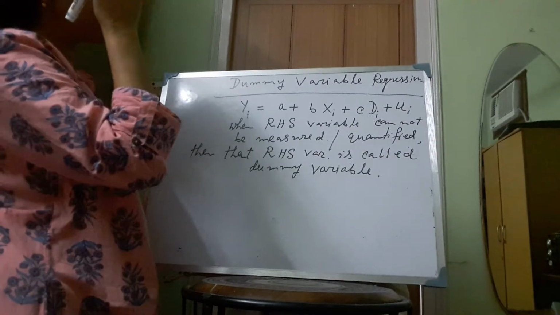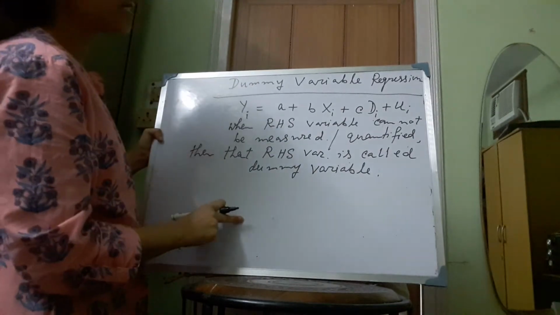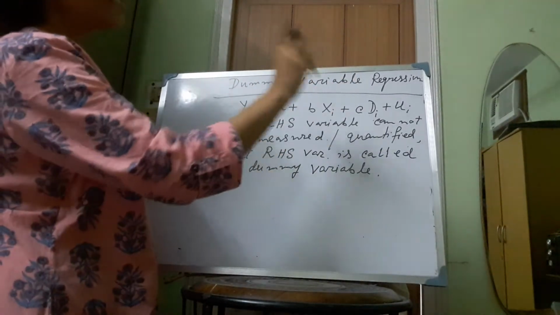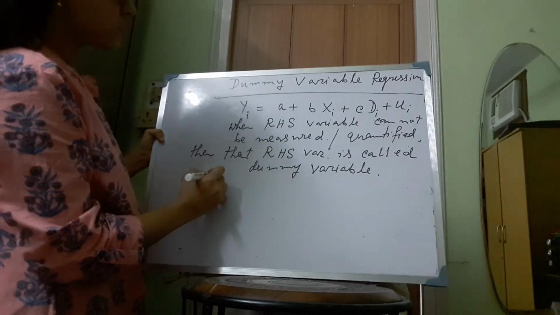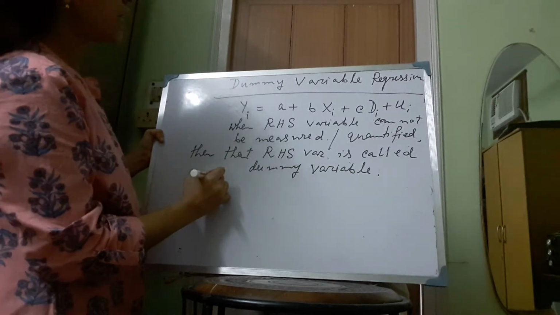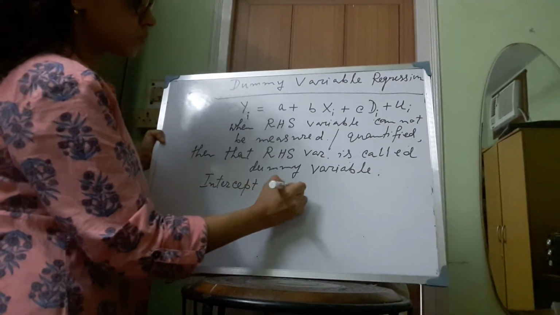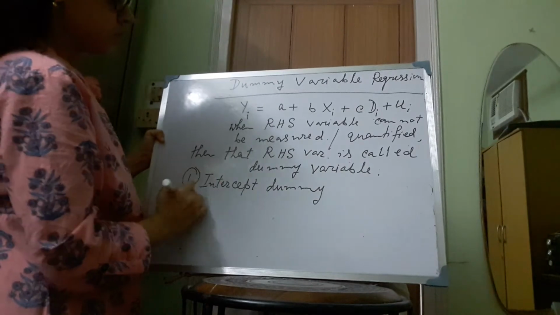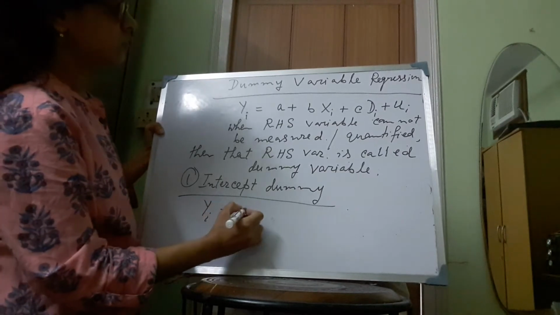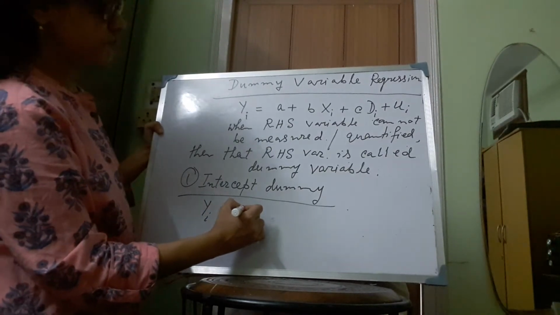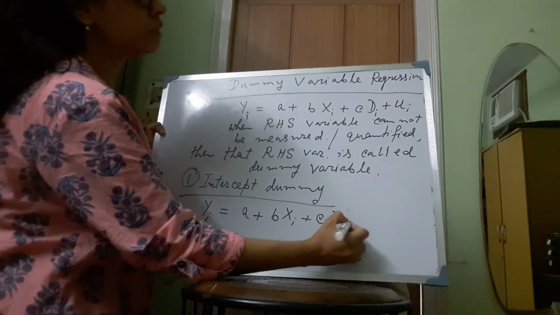Now depending on the type of the modeling that we do, we can use different dummy variable regression. So the simplest way of doing the dummy variable regression is by using the intercept dummy. So in the intercept dummy variable regression, the regression model takes the form yi is equal to a plus b xi plus c di plus u.